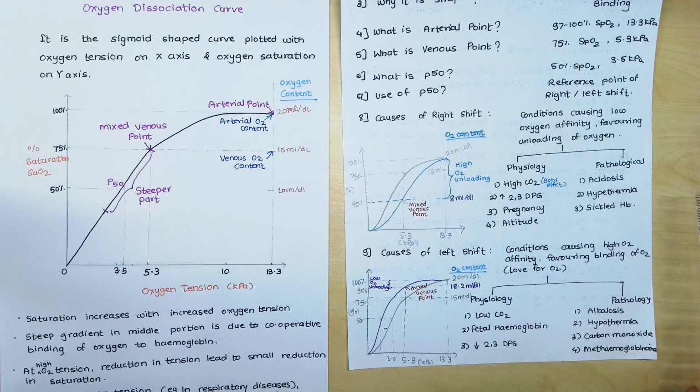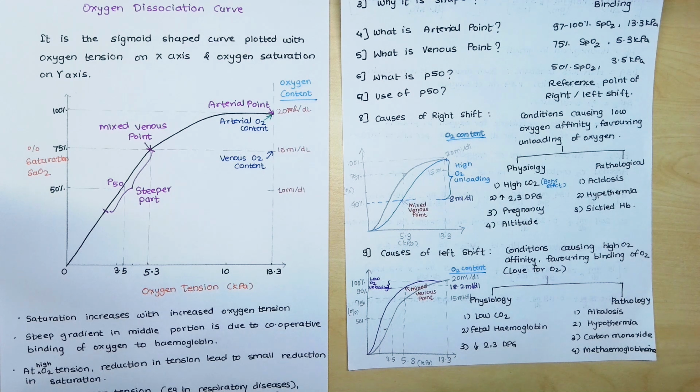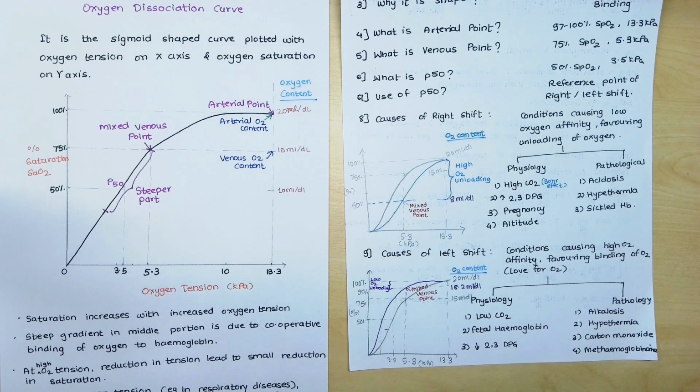There are physiological conditions like high carbon dioxide, which is called Bohr's effect, increased 2,3 DPG, pregnancy, and altitude. The pathological conditions are acidosis, hyperthermia, and sickled hemoglobin. Now we'll discuss the leftward shift of the oxygen dissociation curve.